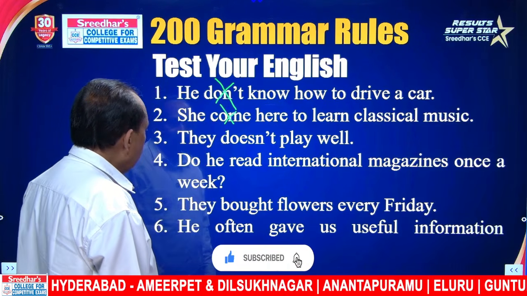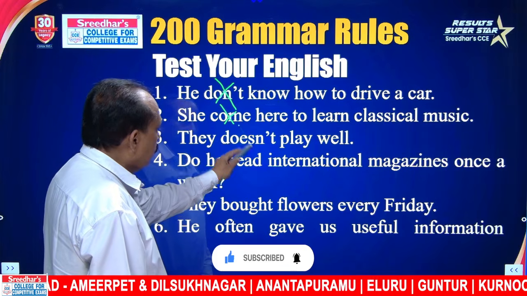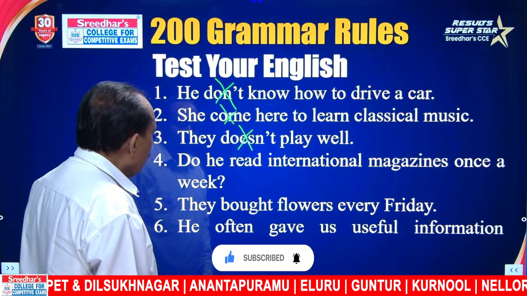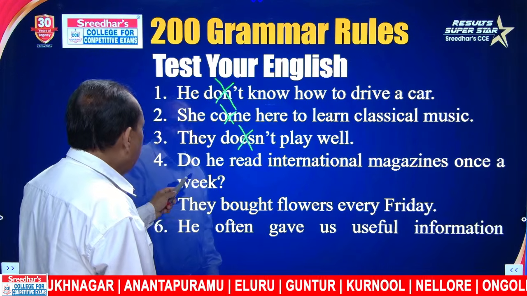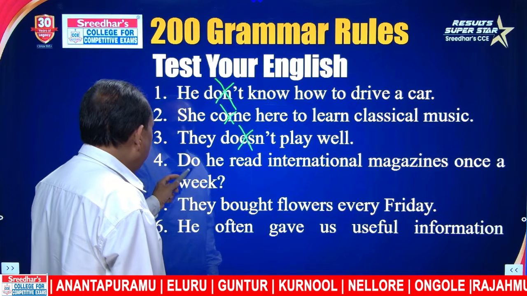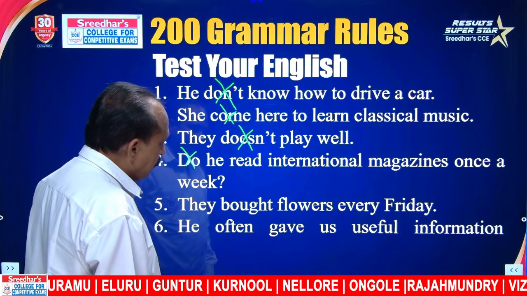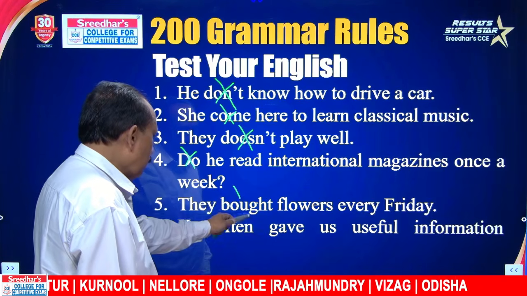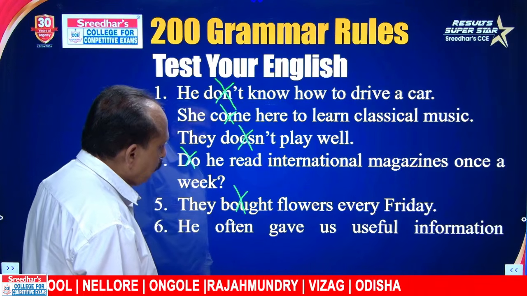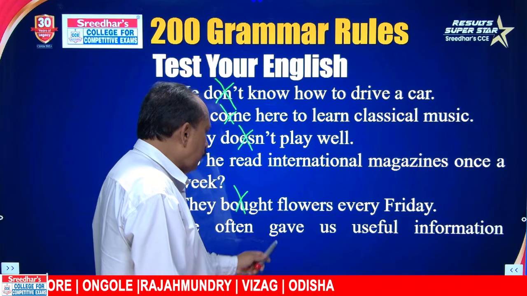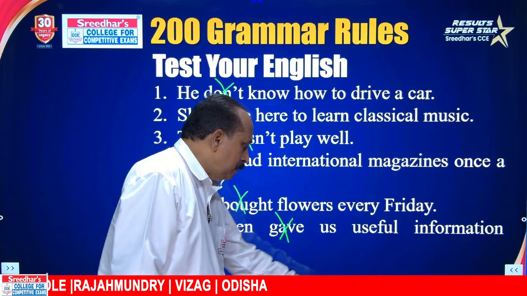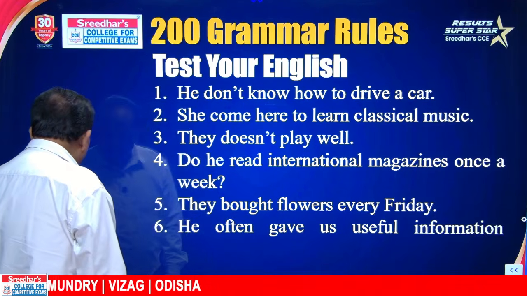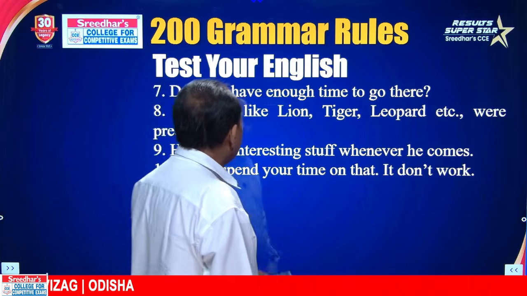There's an error here. They doesn't play well. There's an error here also. Do he read? Here we have to say, does he read? There's an error here. They bought flowers every Friday. We have an error here. He often gave us useful information. All these sentences are wrong. Why are they wrong? You'll come to know after some time.